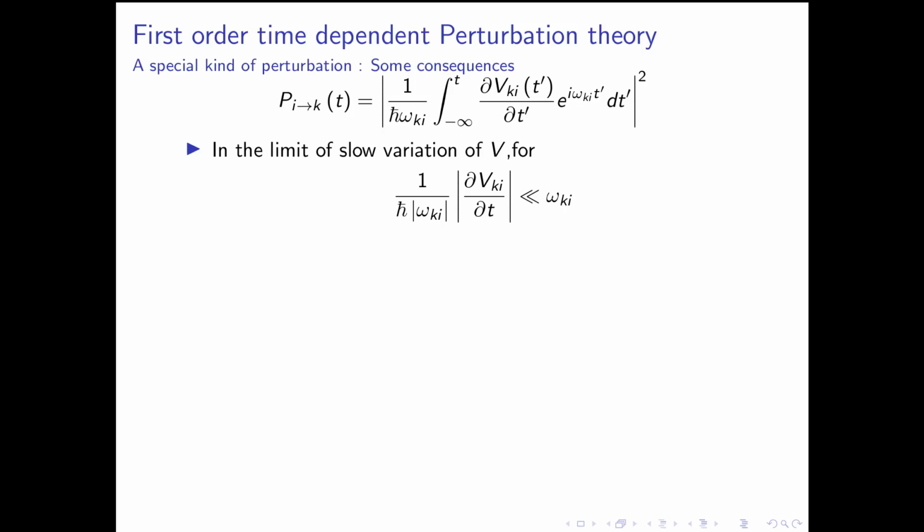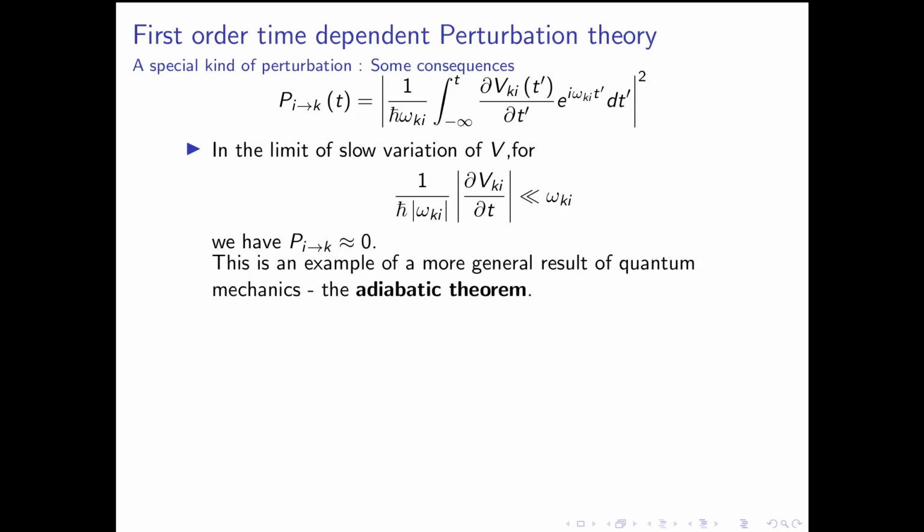If this ratio is much less than omega_ki, then you can essentially treat P_i to k as 0, and so what we are going to have is this statement that under such a condition, the system is going to keep on following the ith energy eigenstate, not the ith energy eigenstate of the original Hamiltonian, but the ith energy eigenstate of the perturbed Hamiltonian. And this is an example of a more general result in quantum mechanics which we have already explored in a discussion class, the Adiabatic Theorem. If the perturbation changes slowly enough, the system essentially stays in the instantaneous energy eigenstate that it started out with.